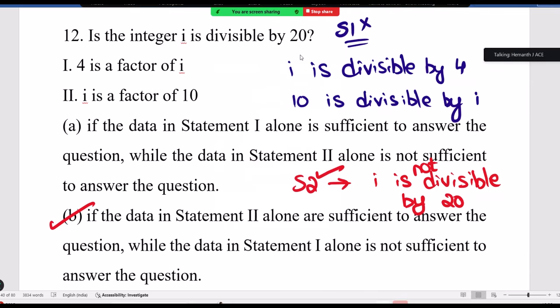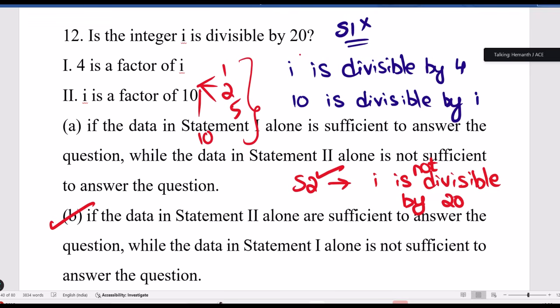See, I is a factor of 10. So the factors of 10 are 1, 2, 5, 10. One among these is I. If I is 1 or 2 or 5 or 10, is this number divisible by 20? No, right? Integer I, 1 or 2 or 5 or 10, is not divisible by 20. I can decide no for that question. If you say no, no problem; yes, also no problem. Statement 2 is sufficient for me.